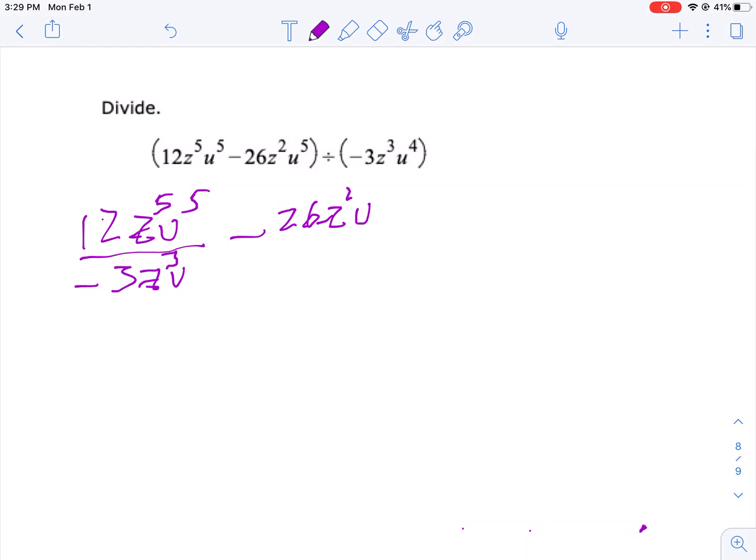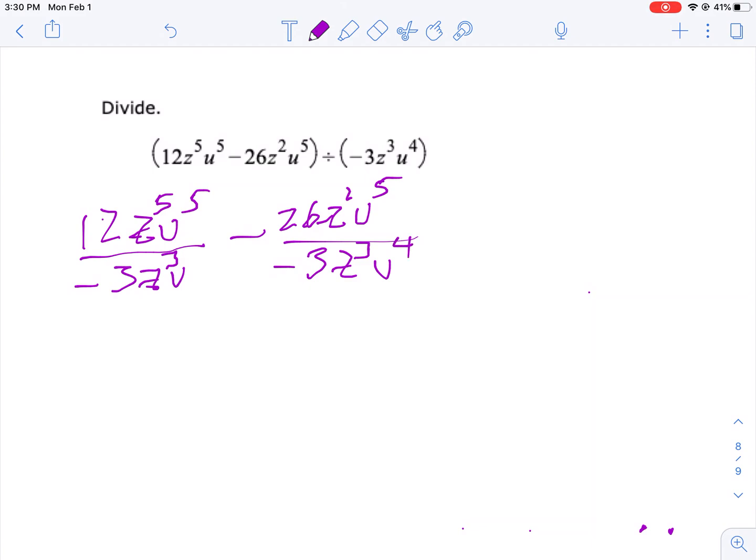Oops, my pen died. Give me a second here. u to the 5th, all over negative 3z cubed u to the 4th. Keeps on dying here. Hopefully I can get through this review with you.